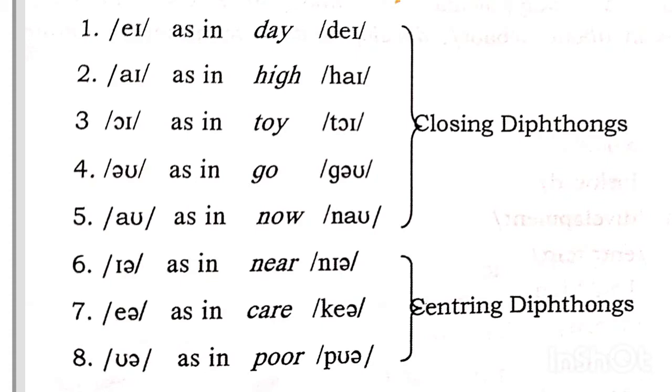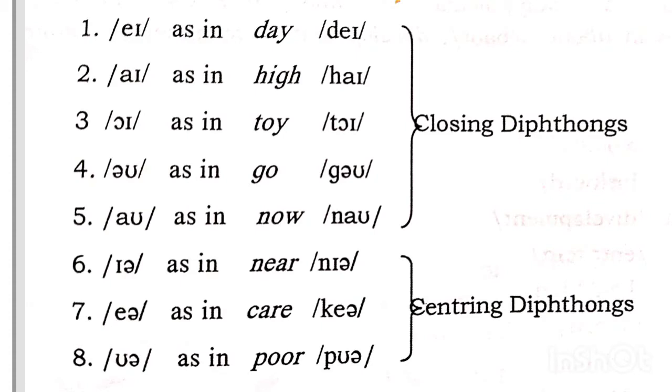Similarly, high. In high, I, when you articulate, see there's a closing position. Third one, toy. Go. See, the glide movement is towards the closing position. The tongue closes the mouth towards the roof of the mouth, towards the hard palate. Again, the next word in closing diphthongs, next example is now. See, observe your tongue and you'll understand.